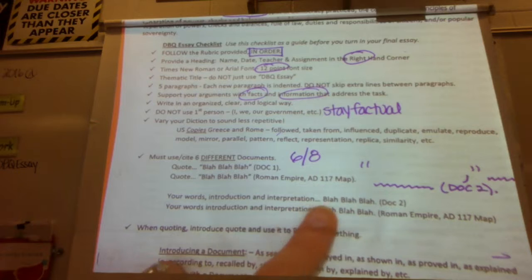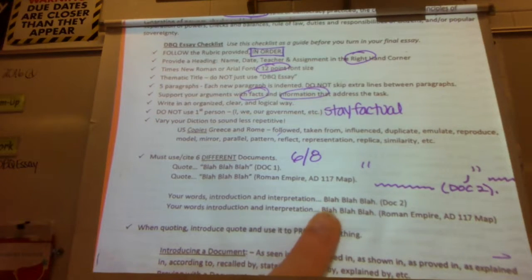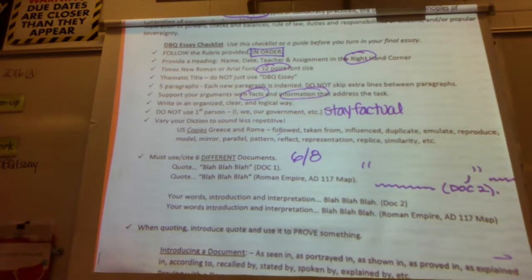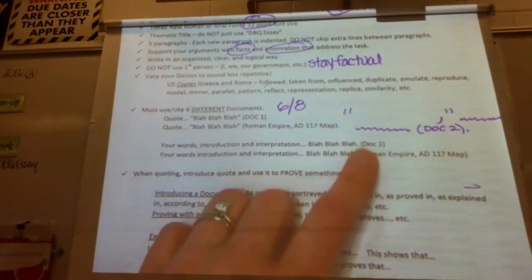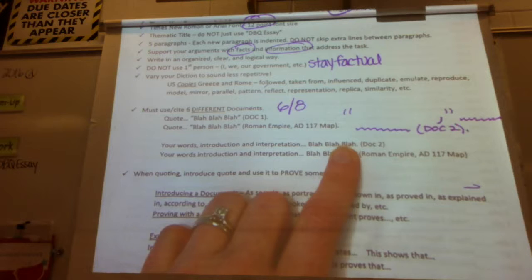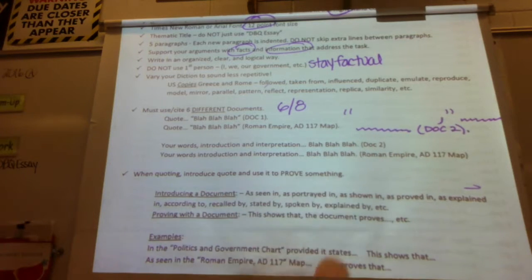So this is just another way to cite. If you weren't quoting, you were just in your own words explaining what's in the document, same thing. The period goes, and then the citation goes after the period. The only time that the period goes after is if you have quotations.